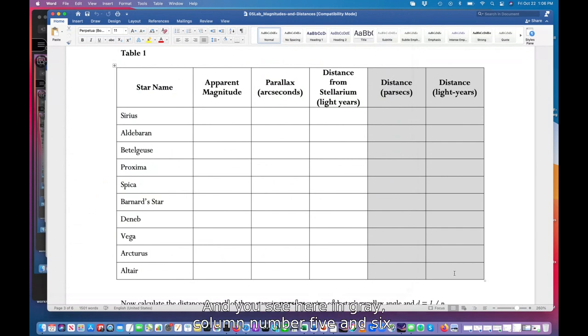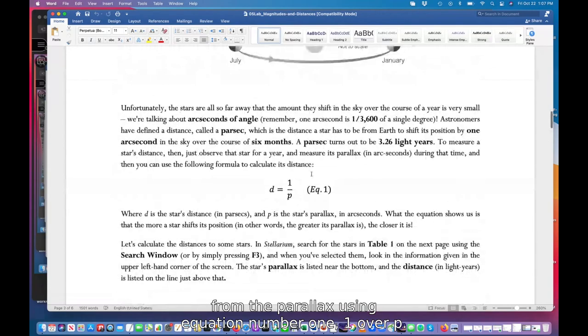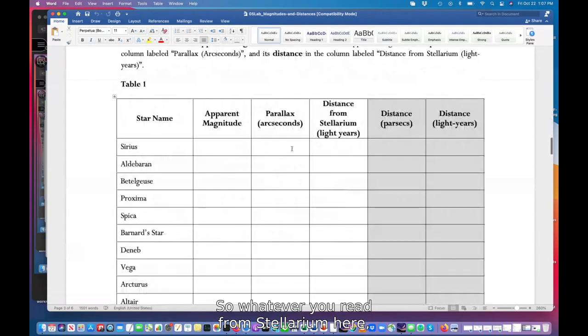And you see here in gray, okay, columns number 5 and 6, you will calculate from these previous columns, okay? So again, the distance you calculate from the parallax using equation number 1 over p. So whatever you read from Stellarium here, you write it down here and take 1 over p.